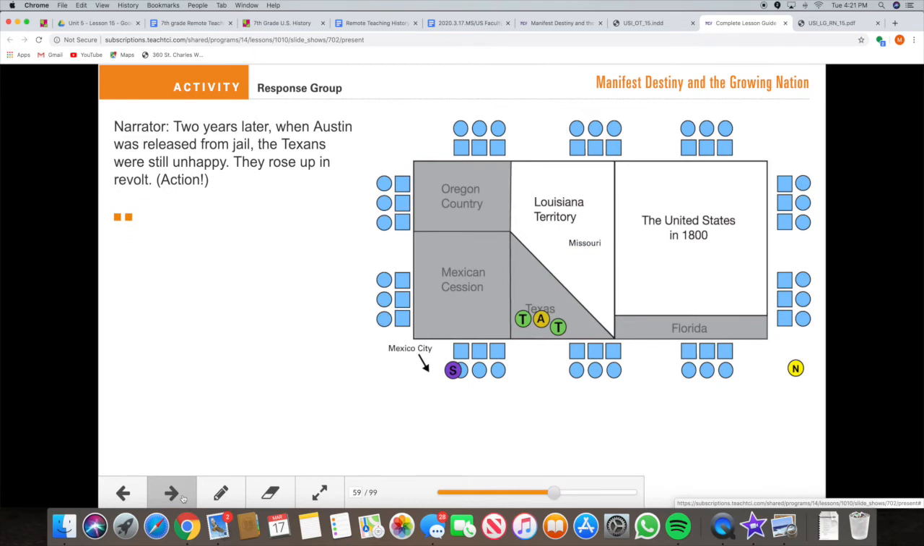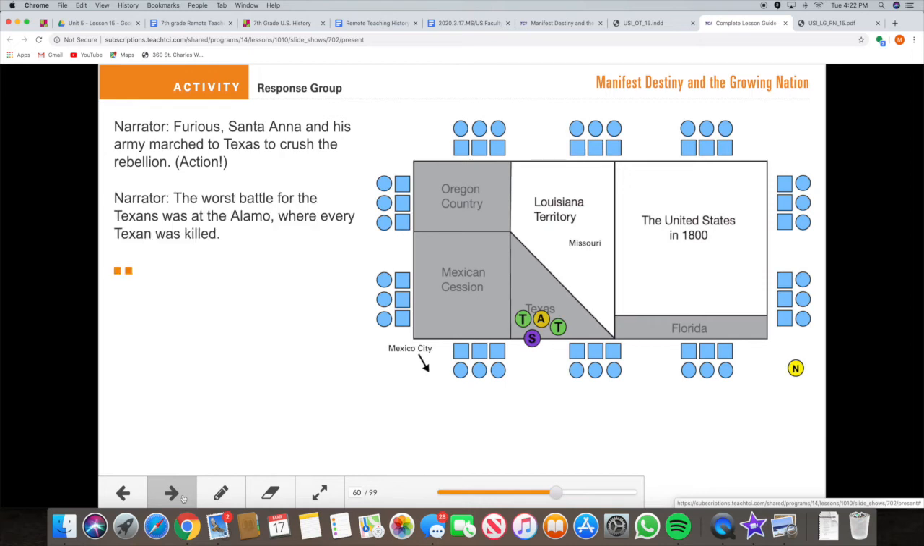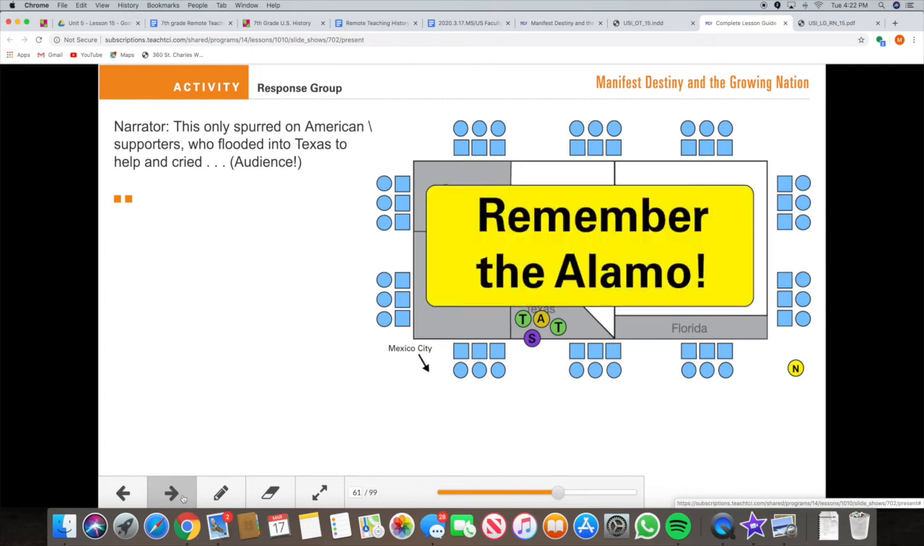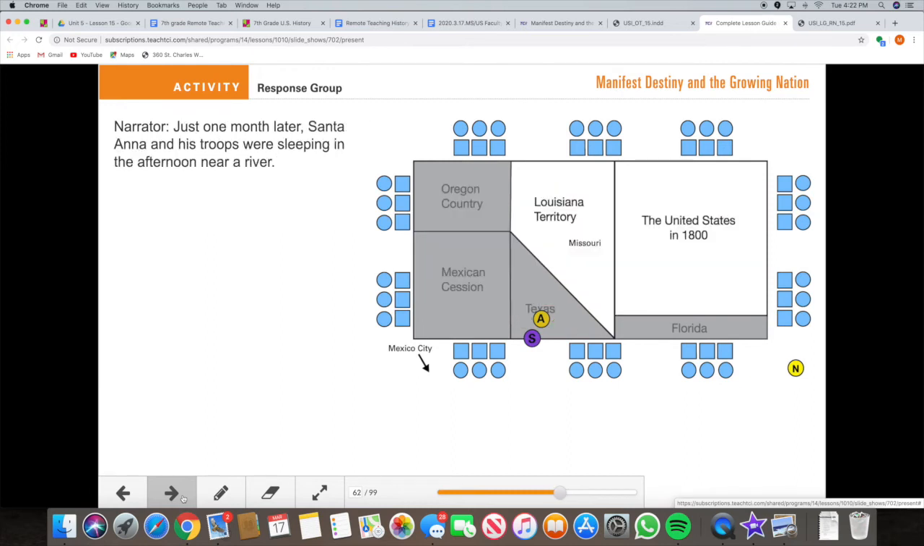2 years later, when Austin was released from jail, the Texans were still unhappy. They rose up in revolt. Furious, Santa Anna and his army marched to Texas to crush the rebellion. The worst battle from the Texans was at the Alamo, where every Texan was killed. This only spurred on American supporters who flooded into Texas to help and cried, "Remember the Alamo!" Just 1 month later, Santa Anna and his troops were sleeping in the afternoon near a river. Suddenly, Santa Anna and his troops were awoken by the charge of the Texans.